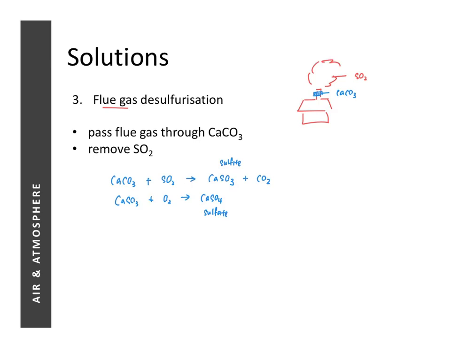So what these two equations show again is that by passing your flue gas through calcium carbonate, effectively it removes your sulfur dioxide from your waste gas, so whatever is released is not as harmful.